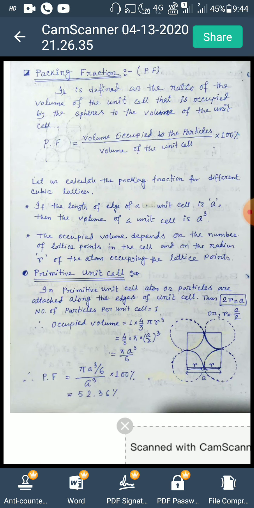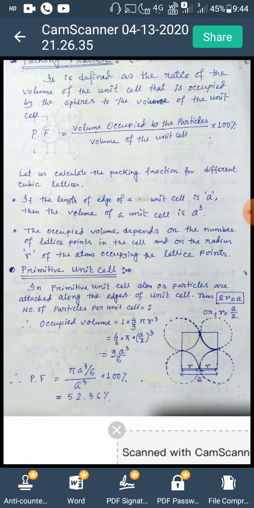Let us calculate the packing fraction of different cubic lattices, that is, the packing fraction of the simple or primitive unit cell, the packing fraction of the body centered unit cell, and the packing fraction of the face centered unit cell. If the length of the edge of a unit cell is a, then what will be the volume? The volume of the unit cell will be a cube, because the edge length of the unit cell is a, and as the unit cell is cubic, its volume formula will be a cube.